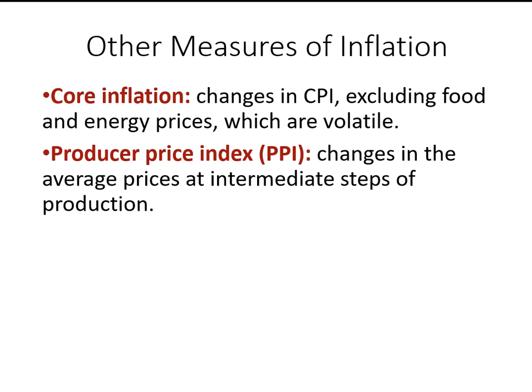The next is called the PPI, Producer Price Index. It measures the changes in the average price at the intermediate steps of production. So this is the second very popular measure of inflation, called the PPI, Producer Price Index.